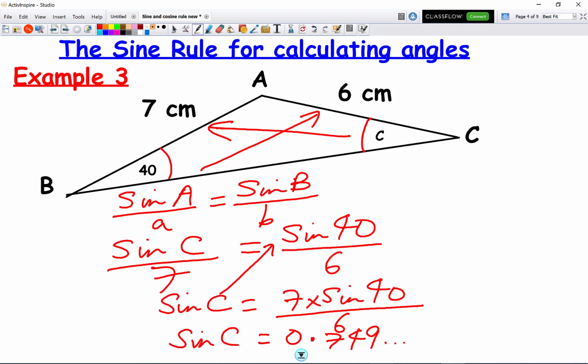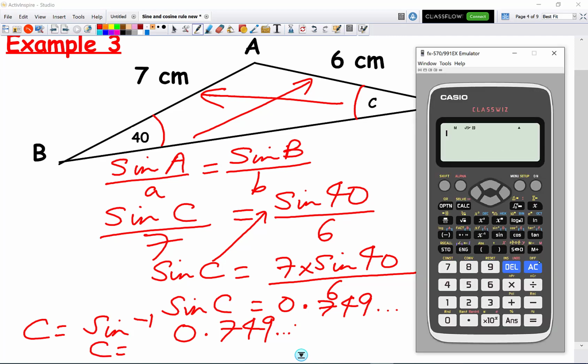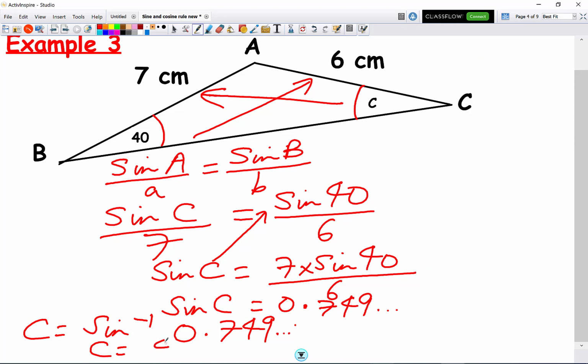So what we need to remember is it's an angle, so we've got to do C equals sine inverse of 0.749, and so on. And then on our calculator, you can just press shift, sine, press the answer key, and that will give me 48.6 to 1 decimal place. So we get 48.6 degrees to 1 decimal place. And that's it.